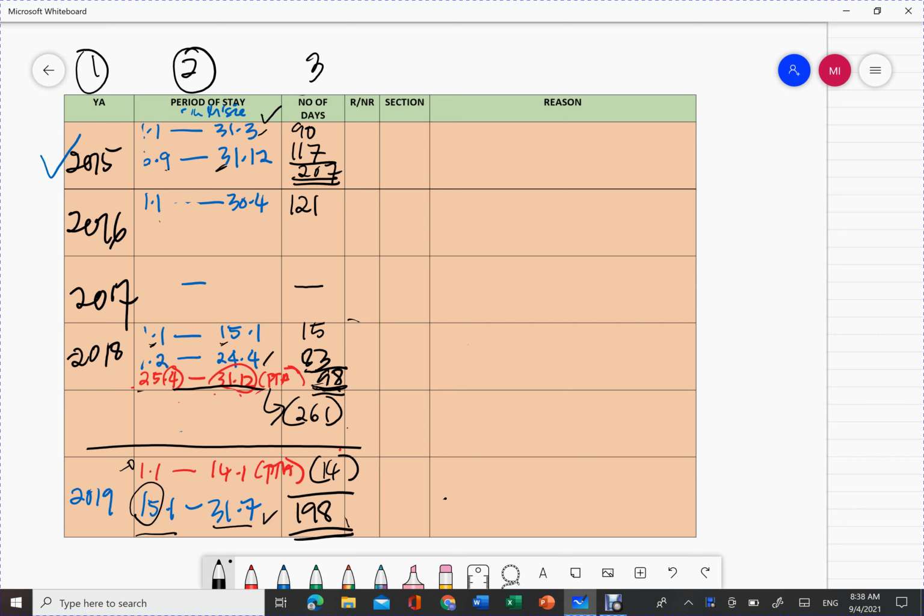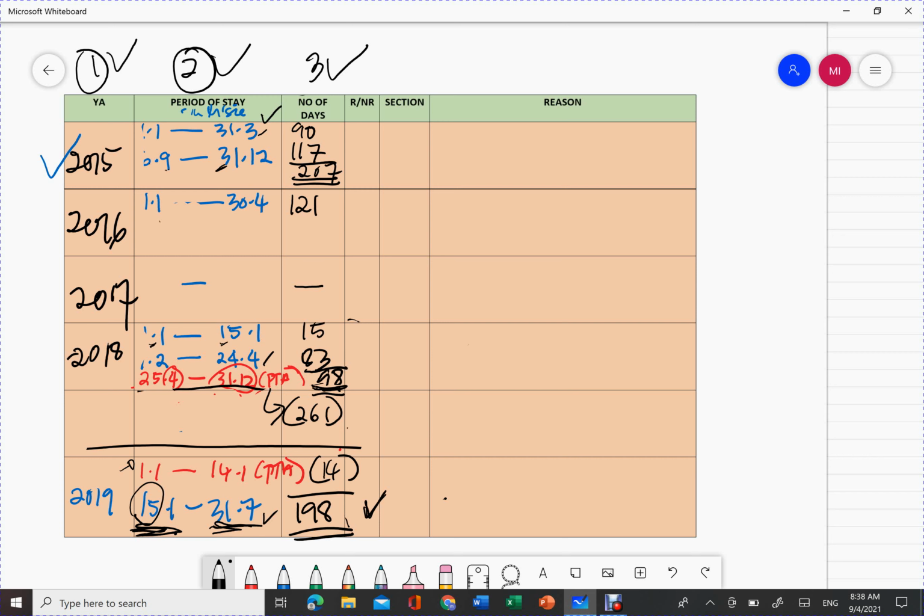So for year 2019, the number of days that Mr. Takinueshi stayed in Malaysia from the date of 15 January until 31st July is actually 198 days. So now we have completed filling up the information for column 1, 2 and also 3.